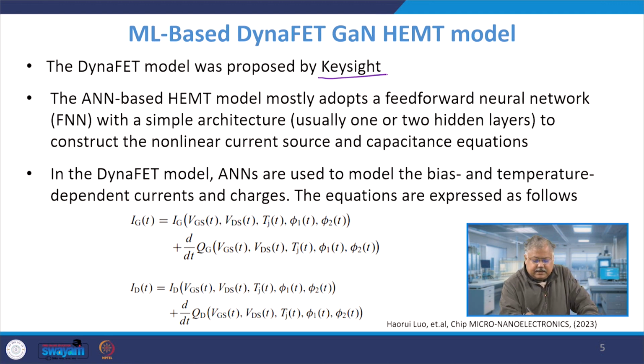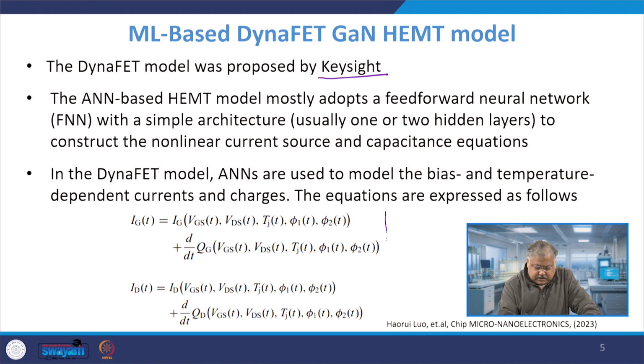This was done by Keysight, and this ANN based HEMT model typically adopts the feed forward neural network methodology, and it continuously learns with a simple architecture of 2 to 3 hidden layers. The weights go on changing as and when data becomes available to us. However, in both the cases we will require a large amount of experimental data in order to train this ANN model. Now, both bias dependent and temperature dependent current and charges are extracted by this DynaFET model, where ANN is used to model the equation, and the modeling equations are given by this equation.